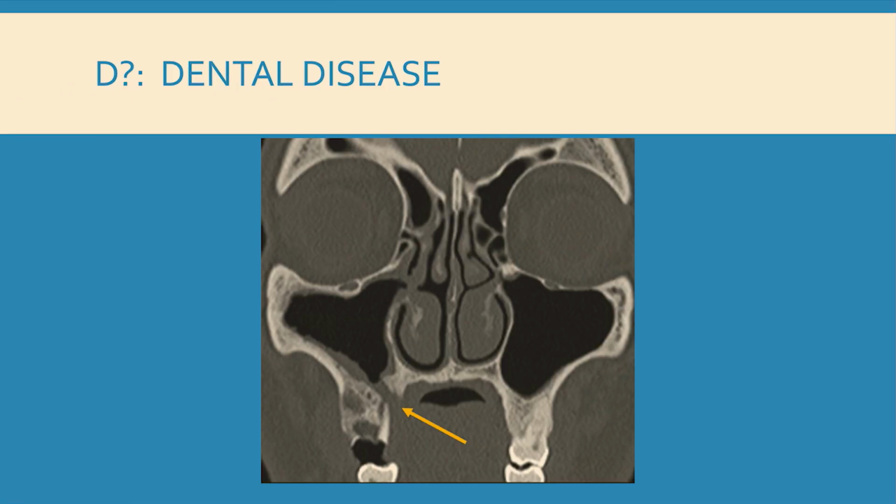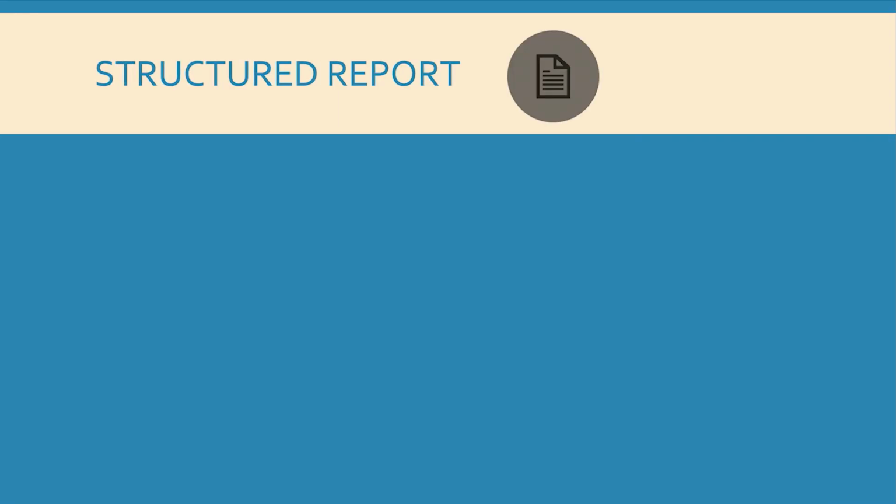I think there should be a D for closed, which is dental disease, right? That's why we include the maxillary teeth on all of our sinus CTs, because you're not going to do sinus surgery when you could have just pulled a tooth. So always dictate the roots of your maxillary teeth. No self-respecting sinus surgeon will not look at the teeth first before they go in on the sinuses, okay?